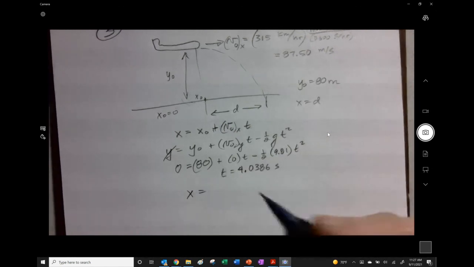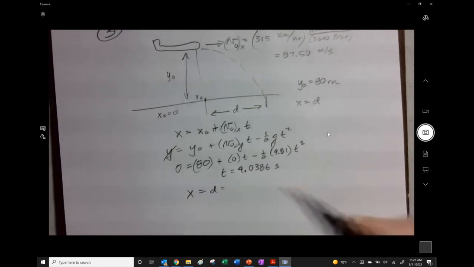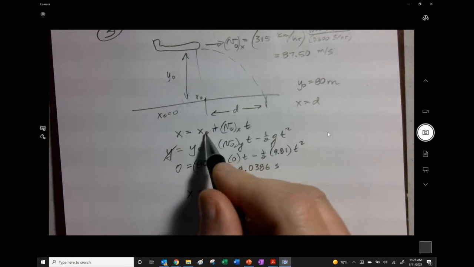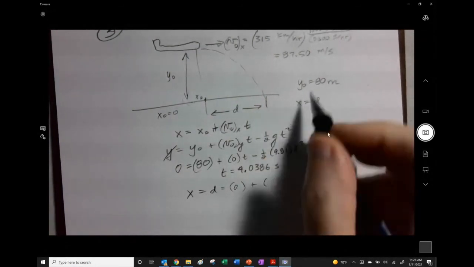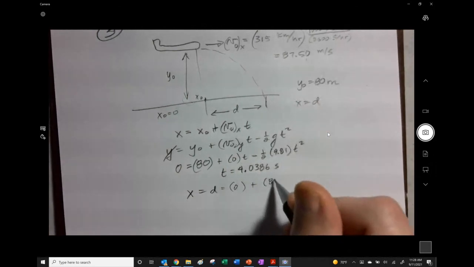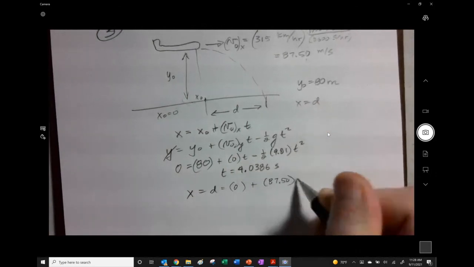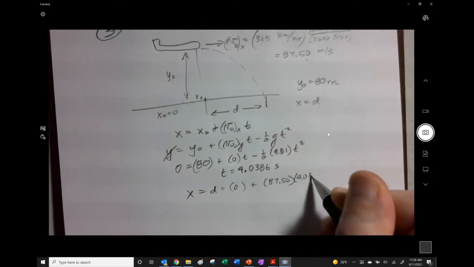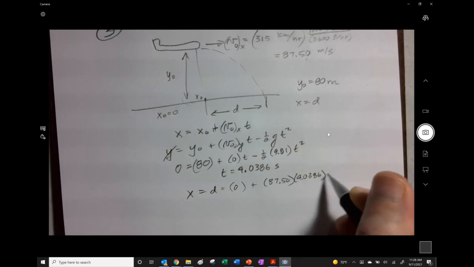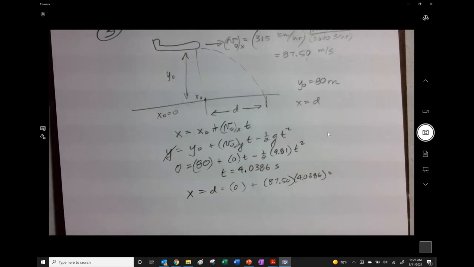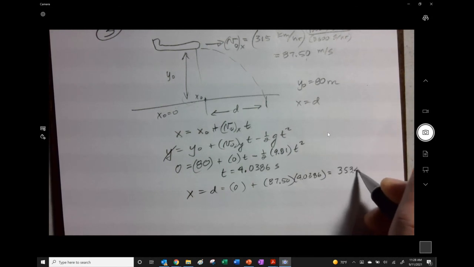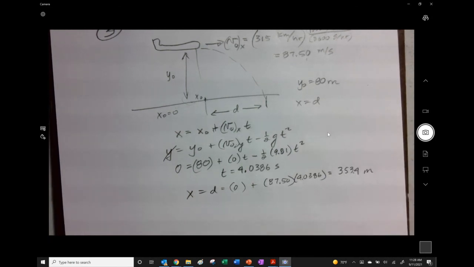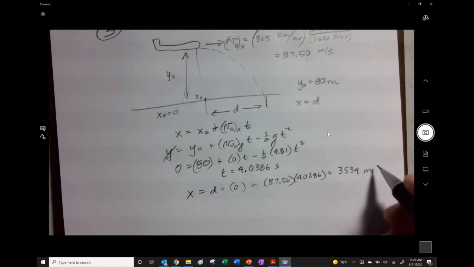So that distance, which is d, I should have written d, and we started at 0, so it's going to be plus 87.50 times 4.0386. Okay. Right? So we're saying that's 353.4 meters. Yeah. For me, I solve it the long way.